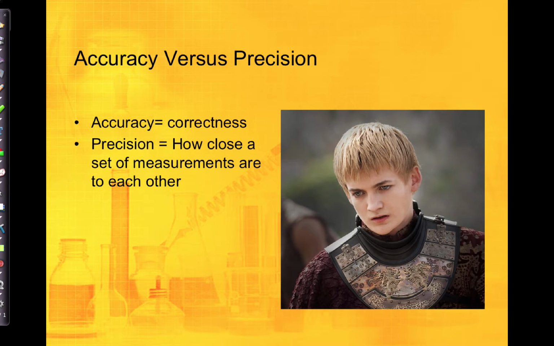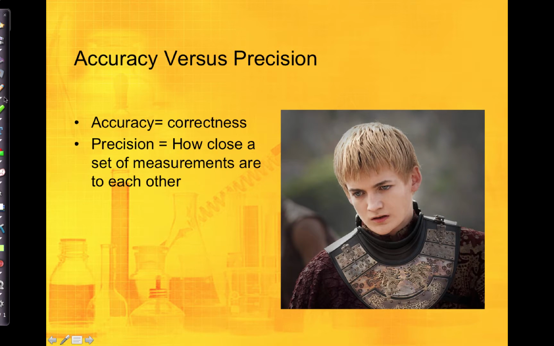All right, so last time we were talking about how to appropriately round in science and how to account for measurements. A lot of people use these two terms interchangeably, accuracy and precision, and they do not mean the same thing. Accuracy is basically how correct you are. Precision is how close a set of measurements are to each other.